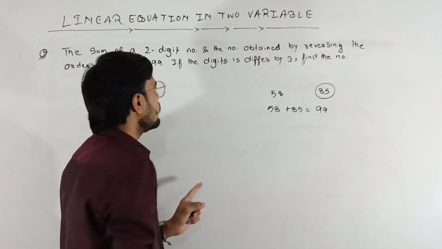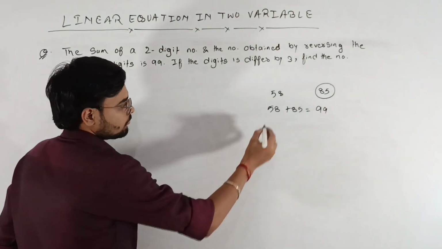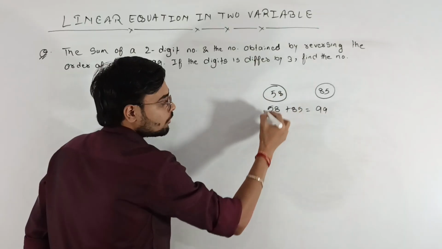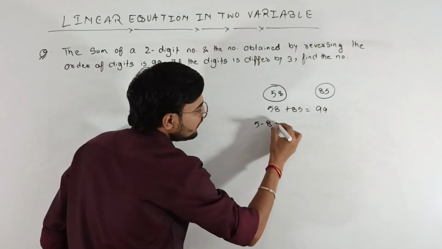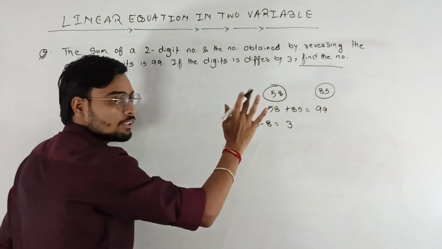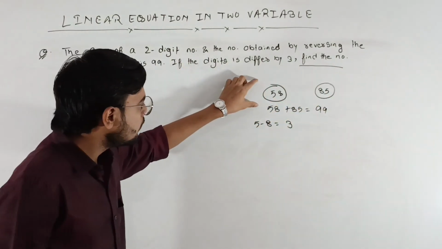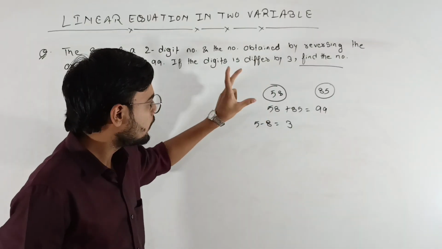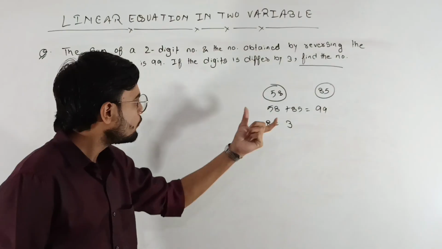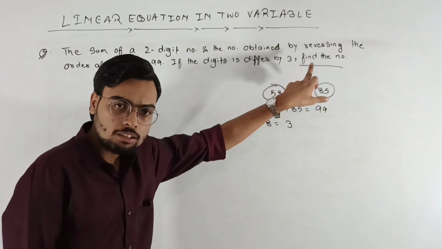Understood? Now the digits differ by 3, meaning the difference between the digits of the original number is 3, which means 8 minus 5 is 3. Then we have to find the original number. We have a two-digit number, and if we reverse its digits and add the original and the new number, we get 99, and the difference between the digits of the original number is 3. Then we have to find the number.